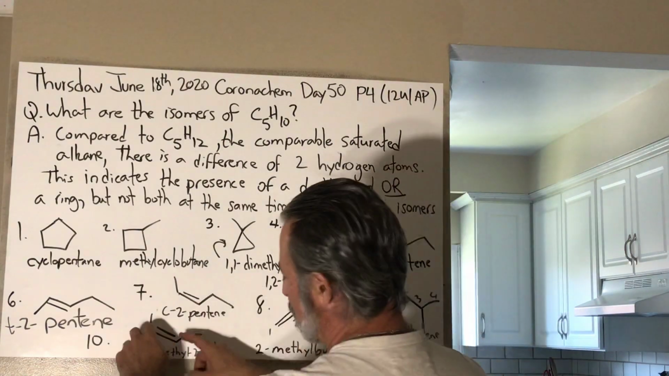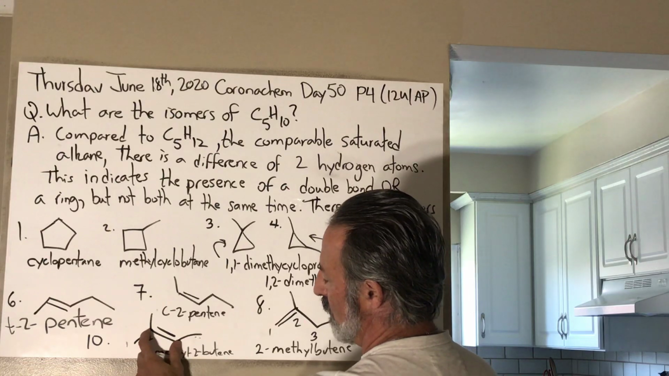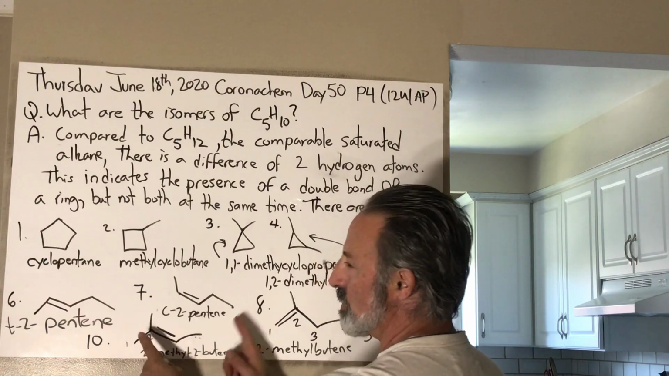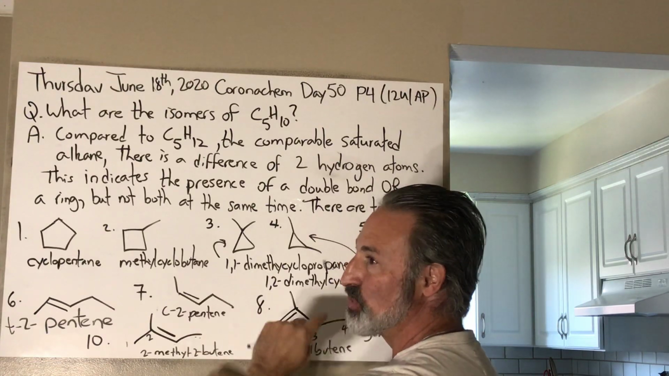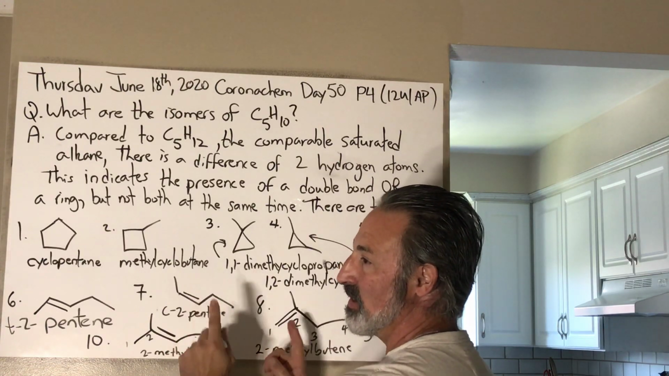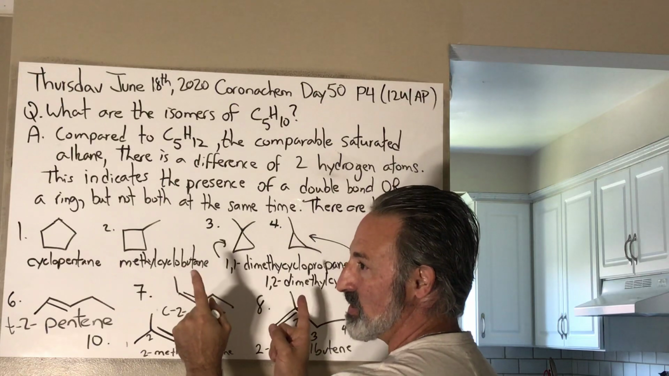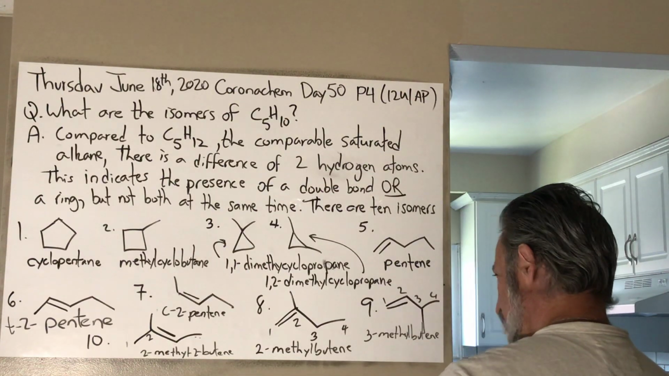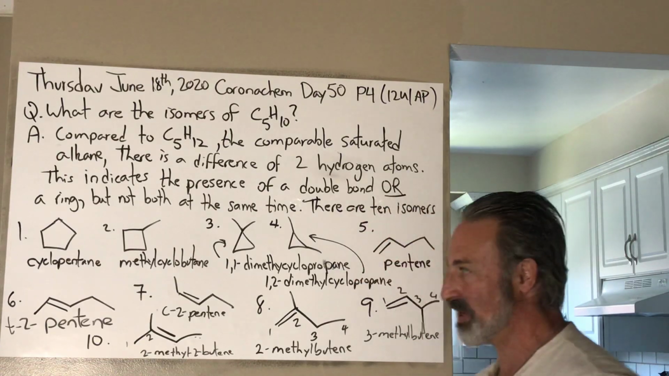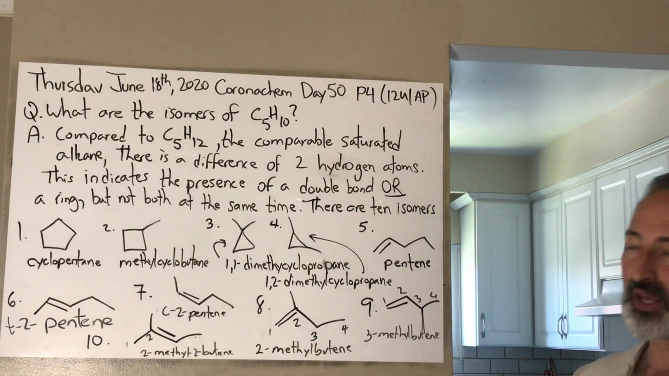Typically, if you do have 4 things attached and there's a double bond in the middle, then the 2 heavier ones will decide the cis-trans isomer. Wherever the 2 heavier things are, if they're on the same side, it's cis. If they're on opposite sides, then you call it trans. Okay? Then that's it. That is all 10 isomers of C5H10.